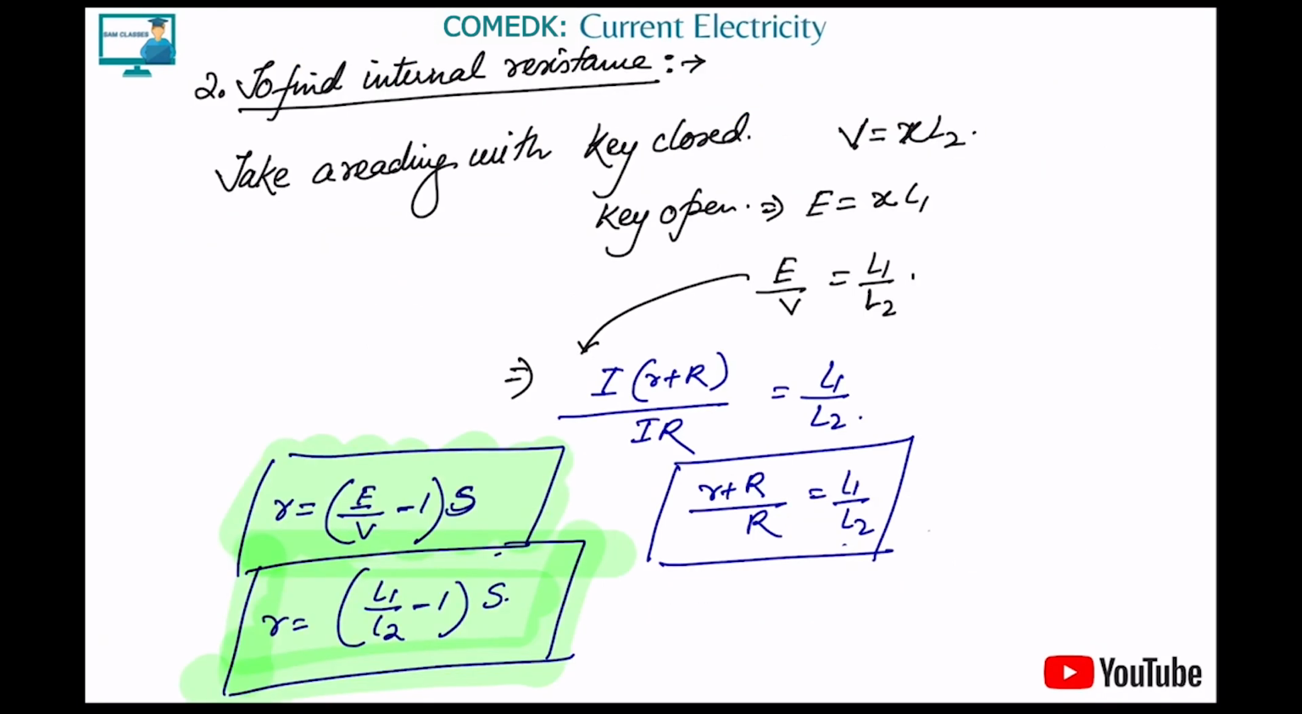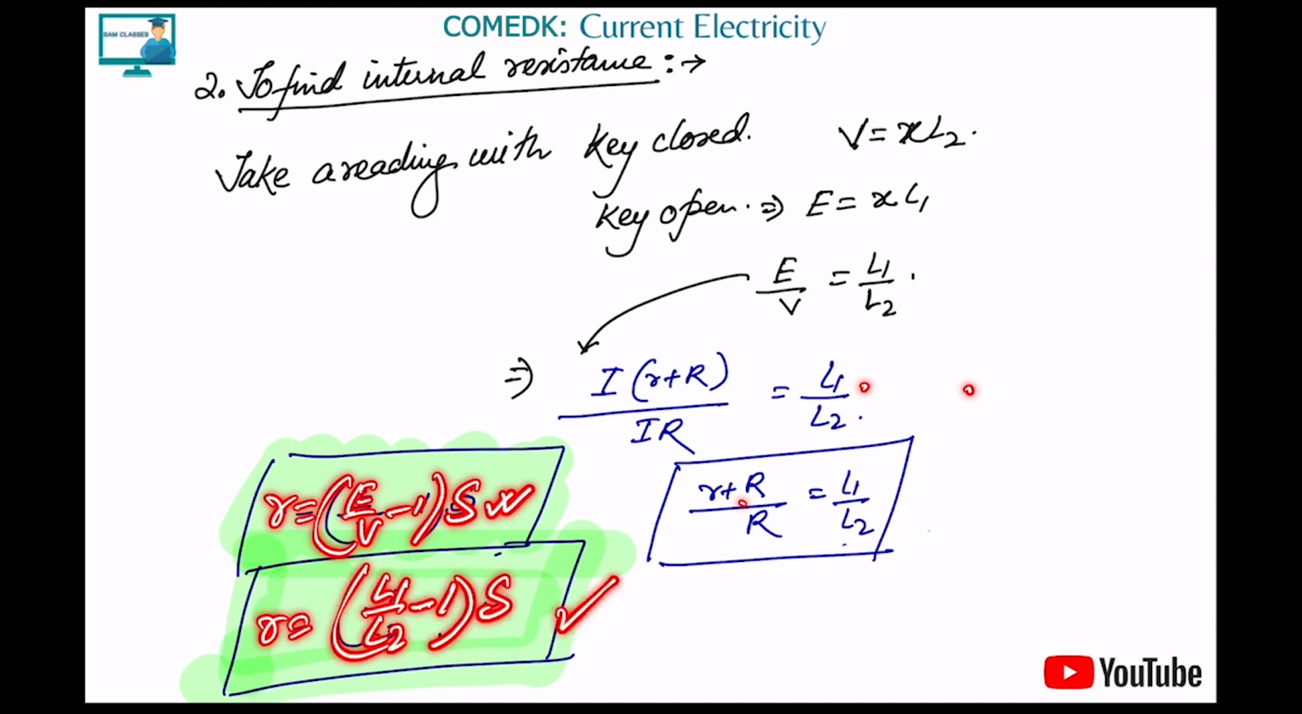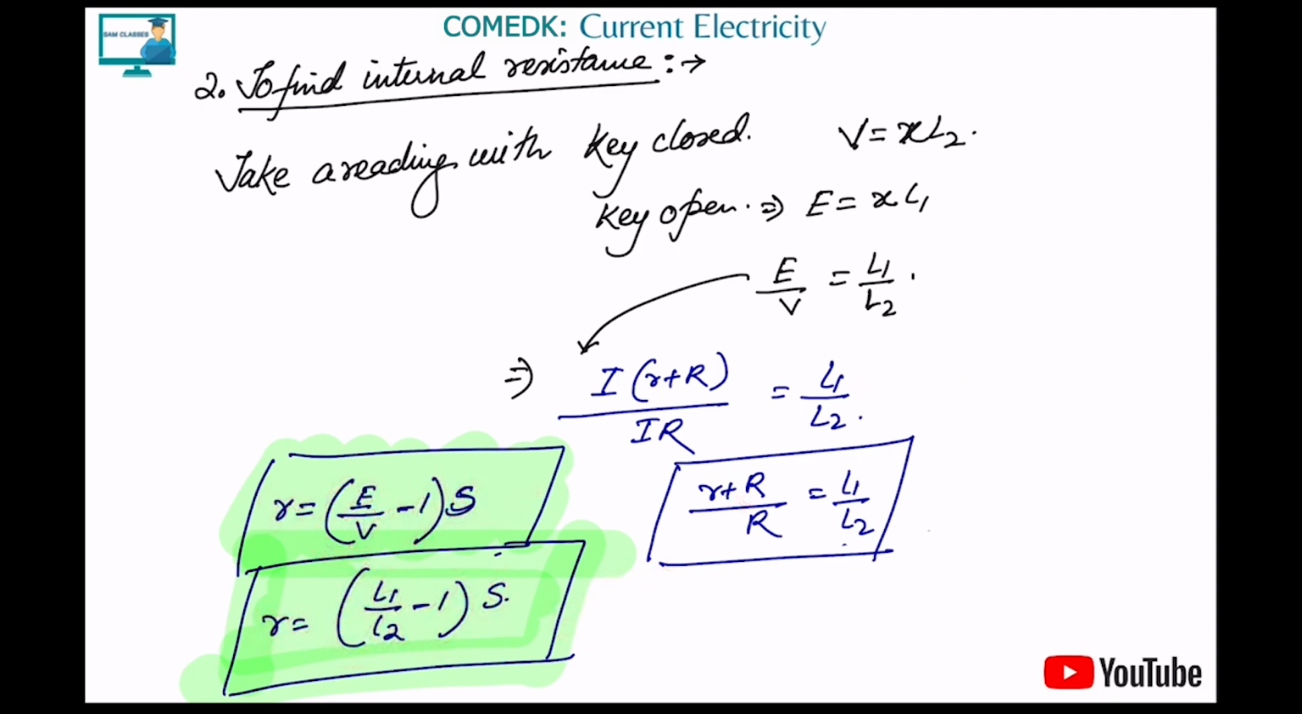To find the internal resistance, we have a formula, and you directly need it. R is equal to (E by V minus 1) into S. You can also write it in terms of length: E by V can be written as L1 by L2, so R is (L1 by L2 minus 1) into S. That's it. So the whole chapter we have covered this much only. Go through each and everything, and almost everything will be clear.